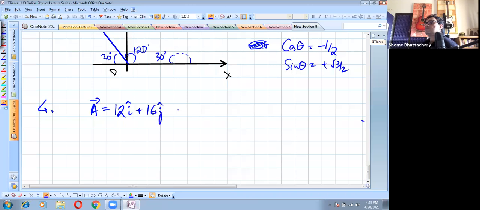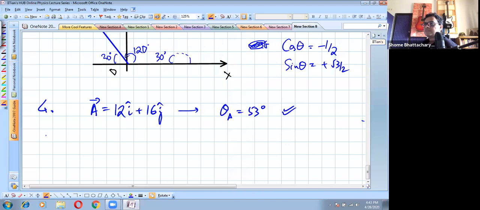So first thing you do is find out what is the angle E is making with the x-axis, and you'll see that it is 53 degrees. Is this clear to all of you? Why it's 53 degrees? Because we are just using the formula tan theta is ay by ax. So ay is 16, ax is 12. So tan theta is 4 by 3. So that means the vector E is like this.